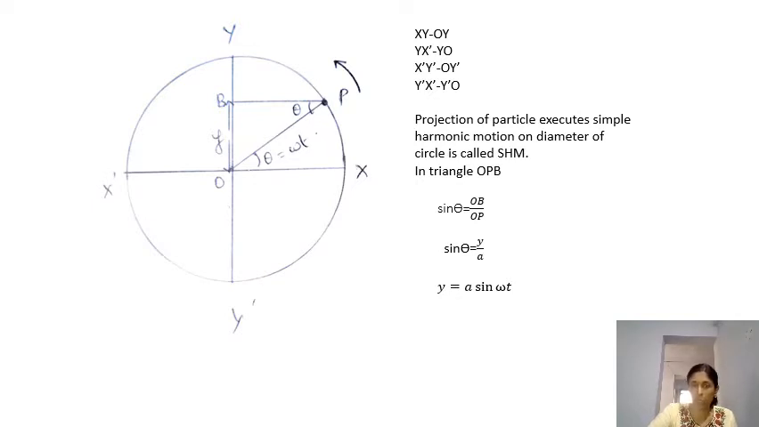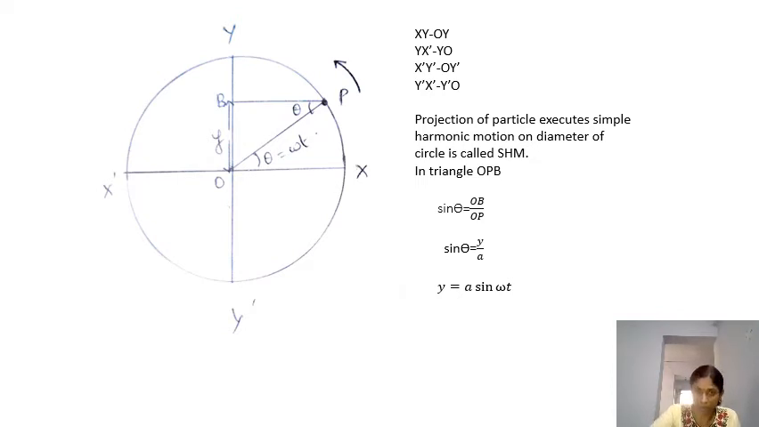Okay. So in order to explain simple harmonic motion, we are imagining a circle and a particle moving on the circle. Consider the particle moving from X to Y. What happened? The projection on the Y axis moves from O to Y. See the equation here. The particle moves from X to Y, and the projection moves from O to Y.